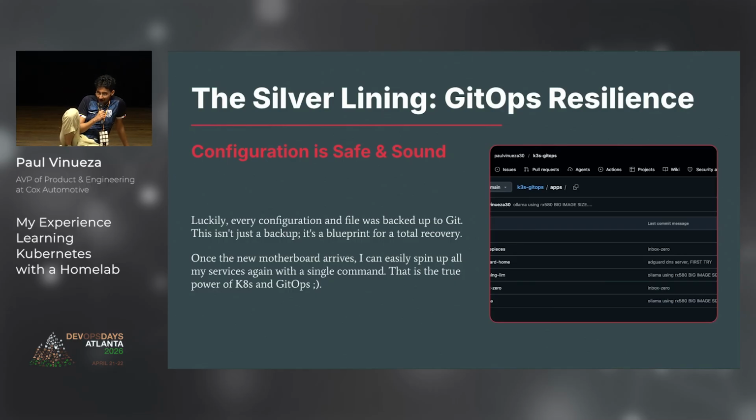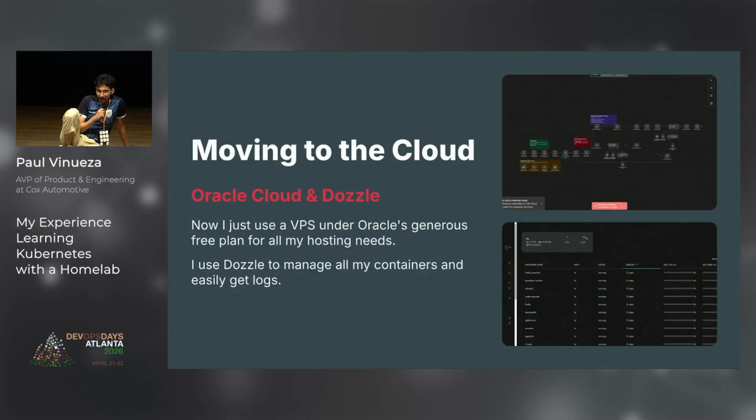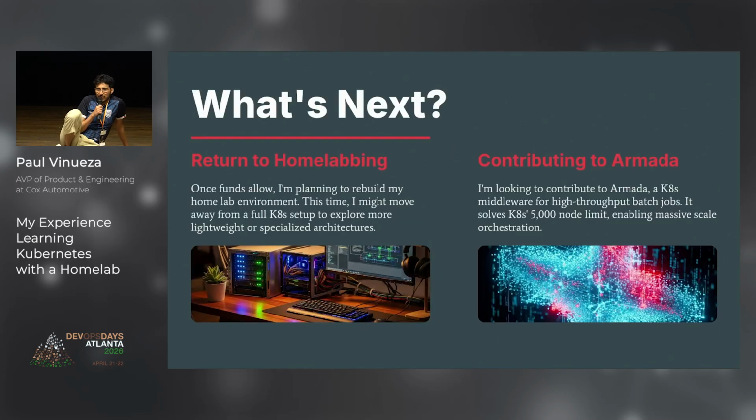But now I moved everything to a VPS on Oracle. Oracle's evil, but they do provide a generous free plan. So I'm just using that to self-host anything I find interesting on GitHub. So what's next? I want to get back into home labbing, but I also found this cool middleware project called Armada for doing multiple high throughput batches for Kubernetes. Figured I would just learn more about Kubernetes that way.